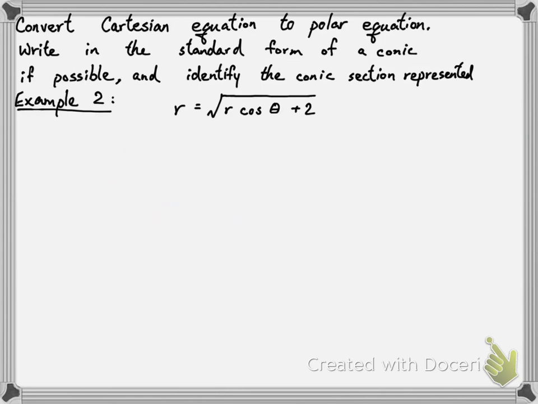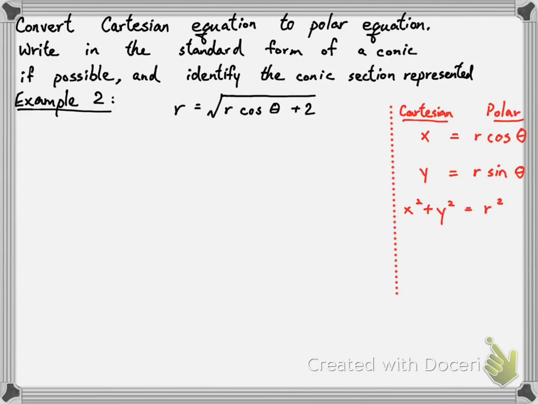Example number 2. r equals square root of r cosine theta plus 2. Recall that x equals r cosine theta, y equals r sine theta, and x squared plus y squared equals r squared. Please feel free to pause the video so that you can give this problem a try. Very good. In our example, we can square both sides of the equation. We have r squared equals r cosine theta plus 2.